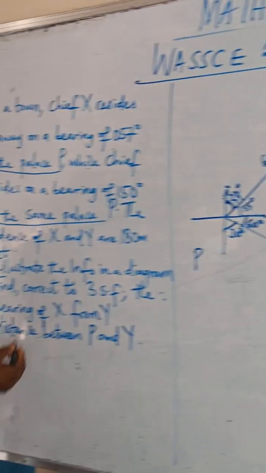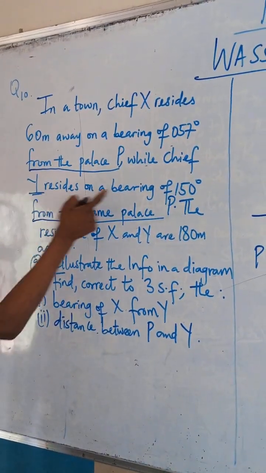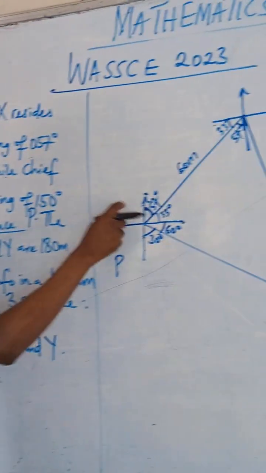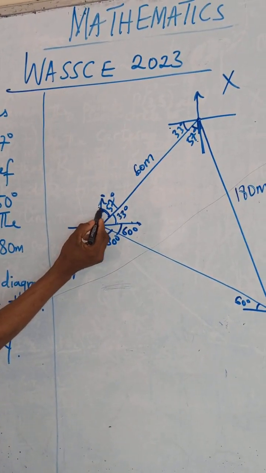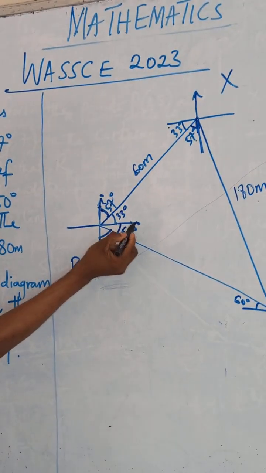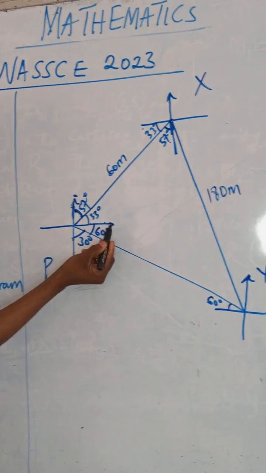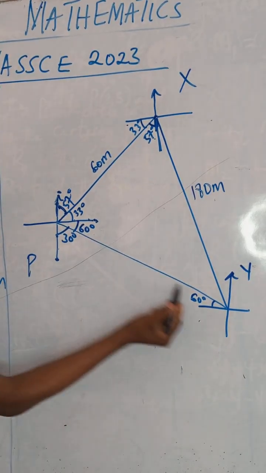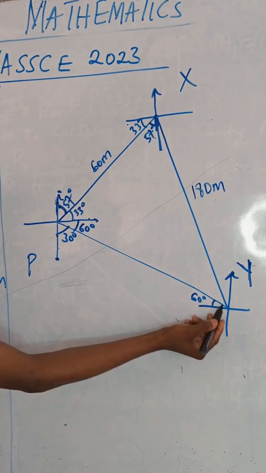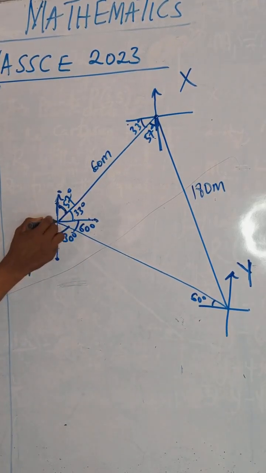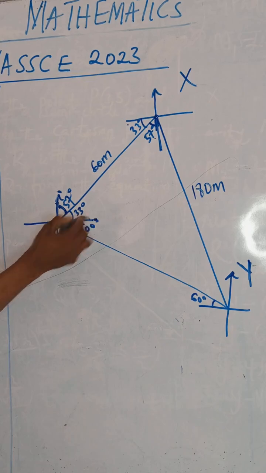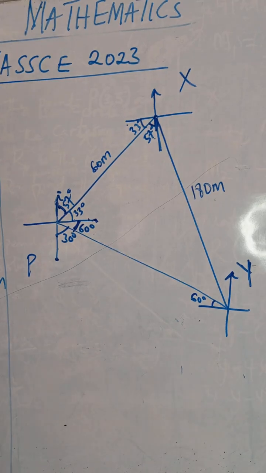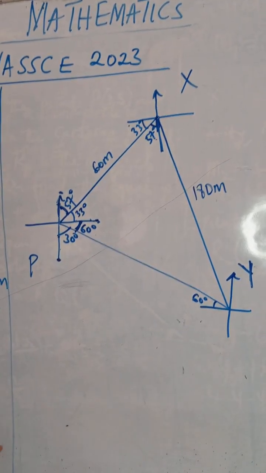They told us that Chief Y resides on the bearing of 150 from the same palace P. From P, when you do the bearing, this is 0, this is 90. So 150 will be between 90 and 180, since this place is 180. So 150 should be somewhere around there, to Chief Y. If this line is for 150, and this is 90, the remaining part here will be 150 minus 90, which is 60, while this other part will be 30. All right.